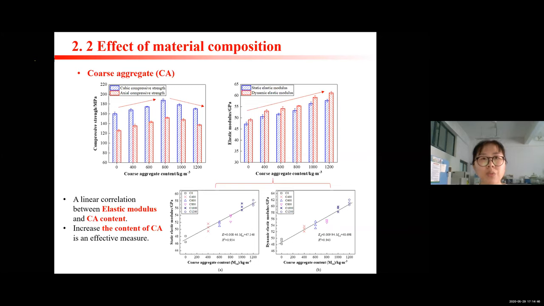What's more, fitting this elastic modulus test data, there are two linear relationships between the aggregate content and the elastic modulus. We can get them in these two figures. It is shown that increasing the aggregate content is an effective way to improve the elastic modulus.